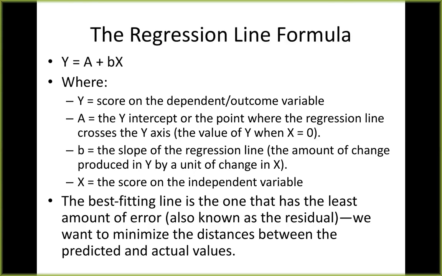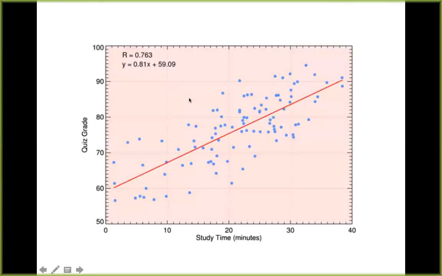Essentially what that equation does is try to find the best fitting line, the one that has the least amount of error or residual. We want to minimize the distances between the values that we would predict using this equation and the actual values that we see when we conduct the research.